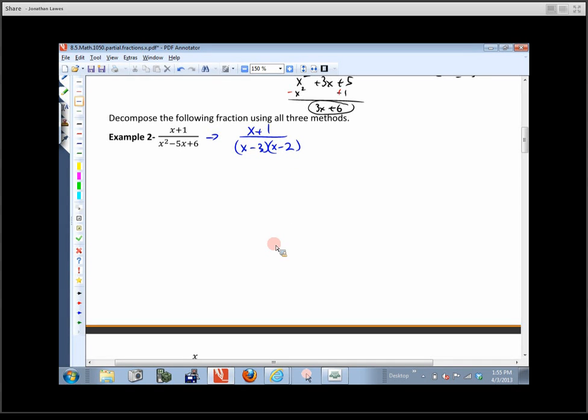Once we have it factored, what's the second step? Break the fraction into its parts. These two factors wouldn't be in the denominator of the answer if they weren't in the denominators of the parts. So one of the parts must have had an x minus 3 in it, and the other one must have had an x minus 2 in it. With me there? Those factors wouldn't be in the answer if they weren't in the parts. So we'll do one for each part.